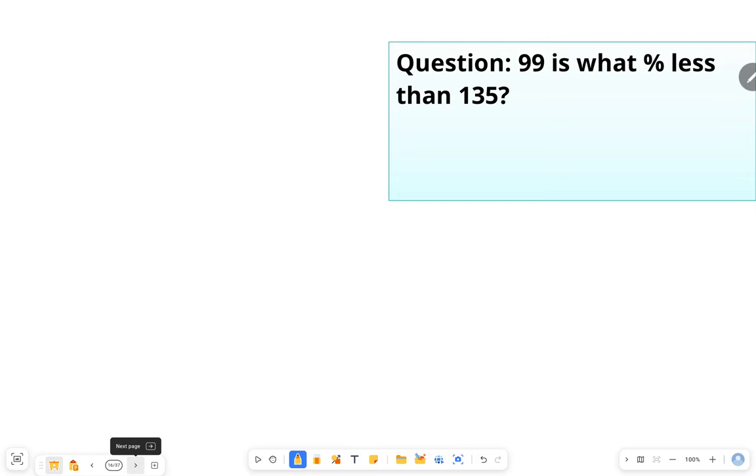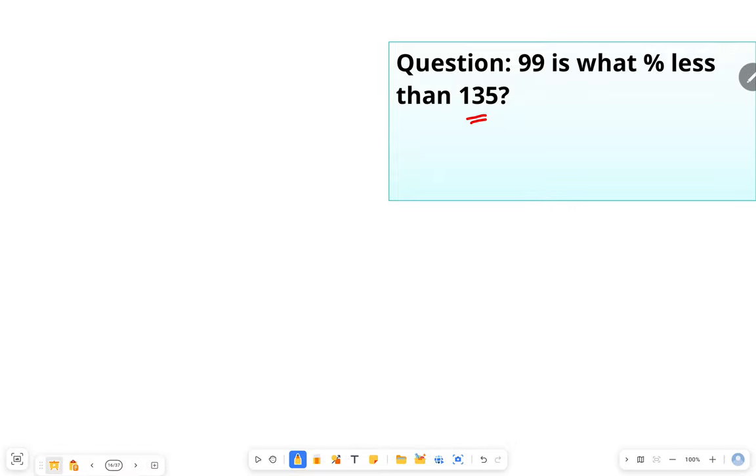Now this example, look at this. 99 is what percent less than 135, right? This kind of question we will get now. This 99 is what percent less than 135. So one thing we are very sure of, we can solve this question by two methods.